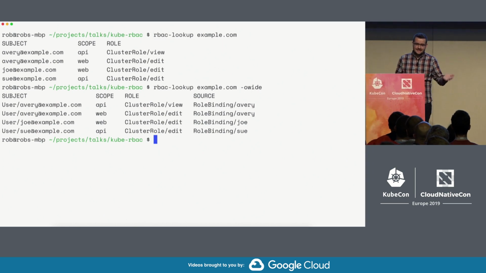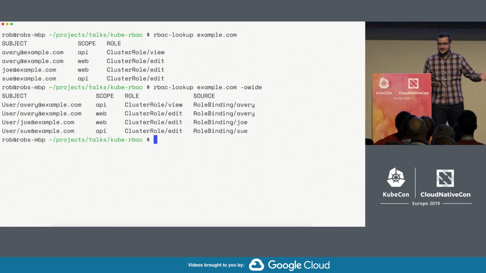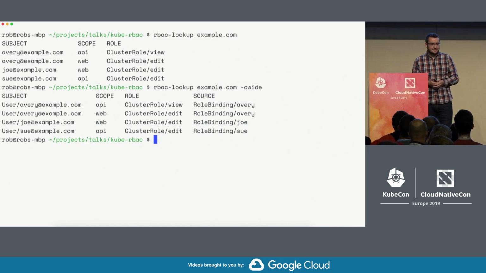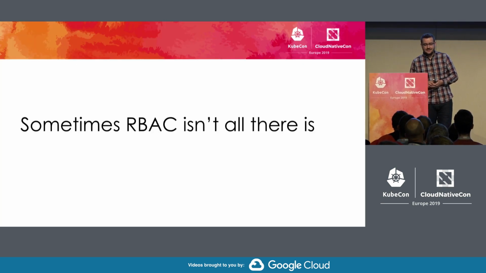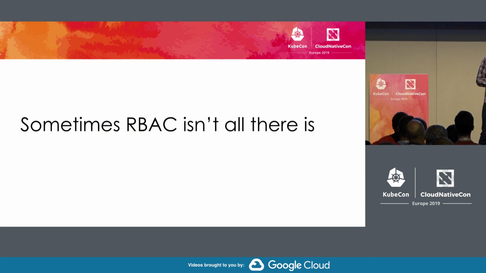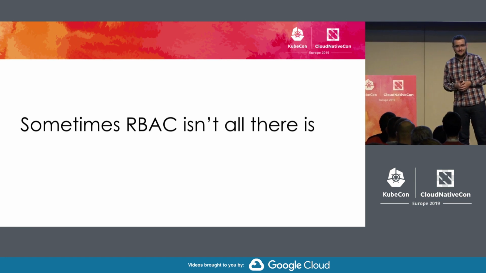And so you can see not only does Avery have access, Joe and Sue also have access inside this cluster. So really, really simple tool. But there's one more thing, because sometimes RBAC isn't all there is when it comes to authorization. Sometimes there's a little bit more.